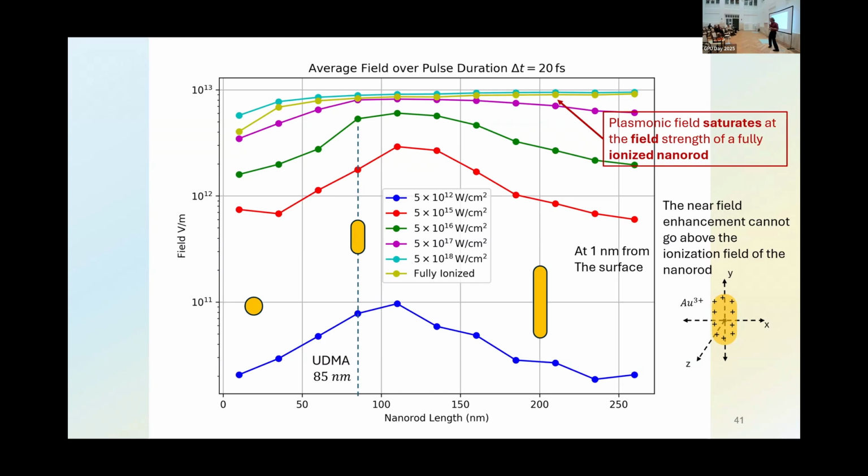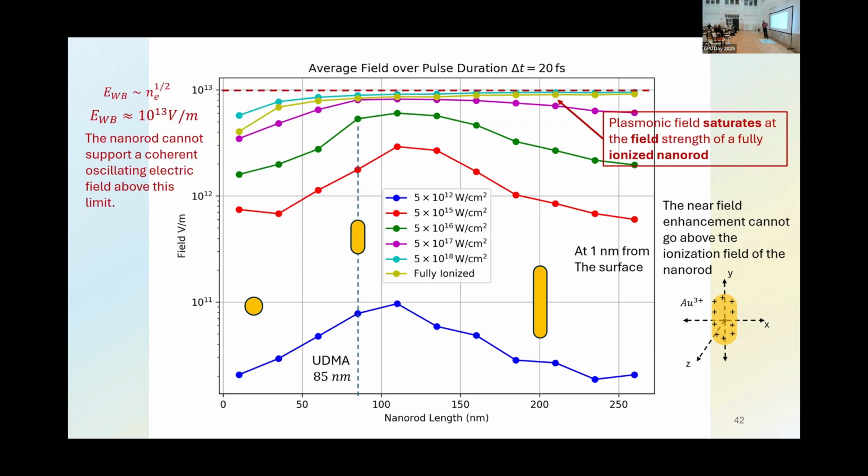Well, one field that is around this 10^13 volts per meter is just the field of the completely ionized nanorod, the field that's present in the Coulomb explosion. It's around 10^13 volts per meter. And in fact, this gold line here is actually the electric field for just a fully ionized nanorod. So you can see the peaked behavior of this is saturating actually at just the field of a completely ionized nanorod.